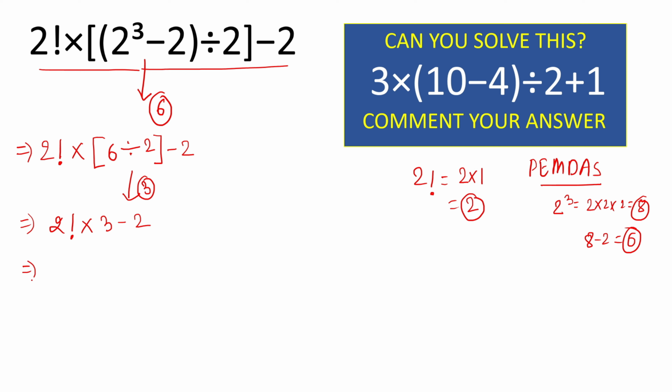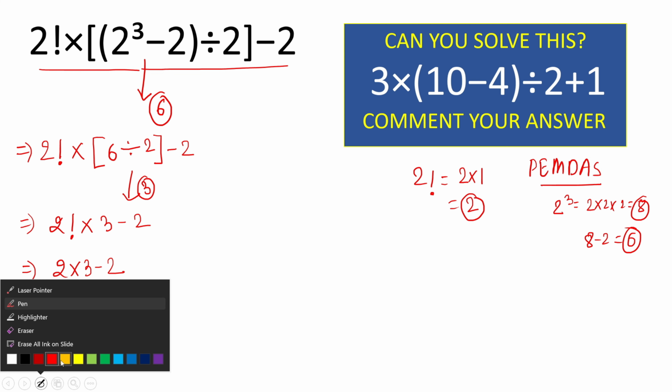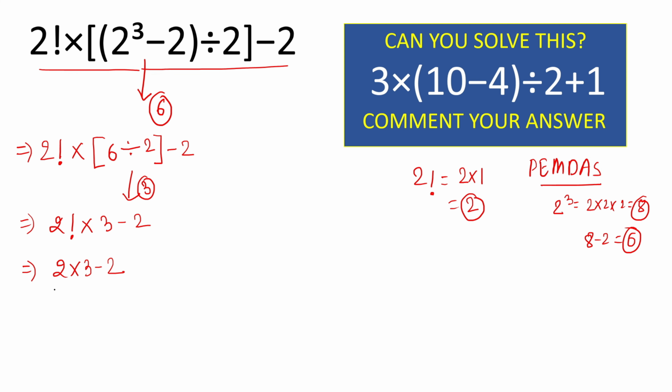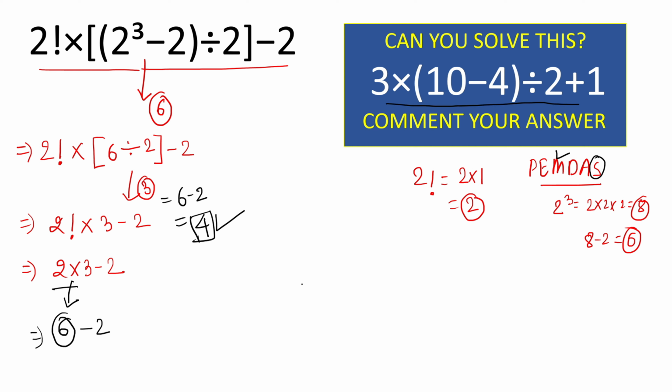Okay, so we have to write 2 times 3 minus 2, and here we can see there are two operations. First one is multiplication and second is subtraction, and multiplication has higher priority than subtraction. So we will do multiplication first. 2 times 3 equals 6 here, minus 2, and 6 minus 2 equals 4, which is the right answer.